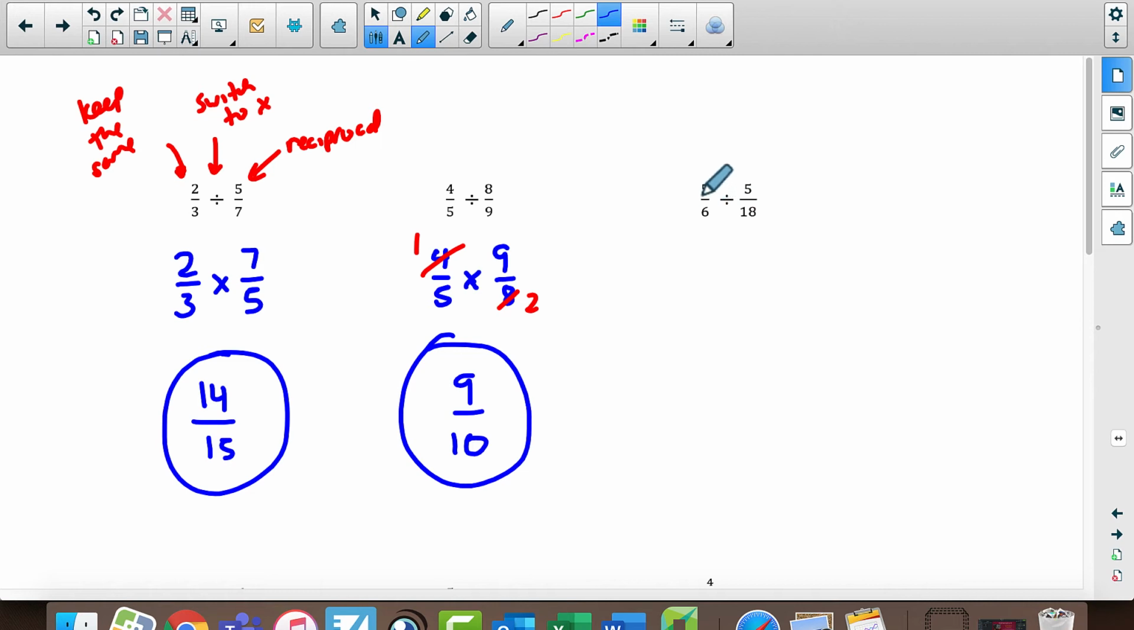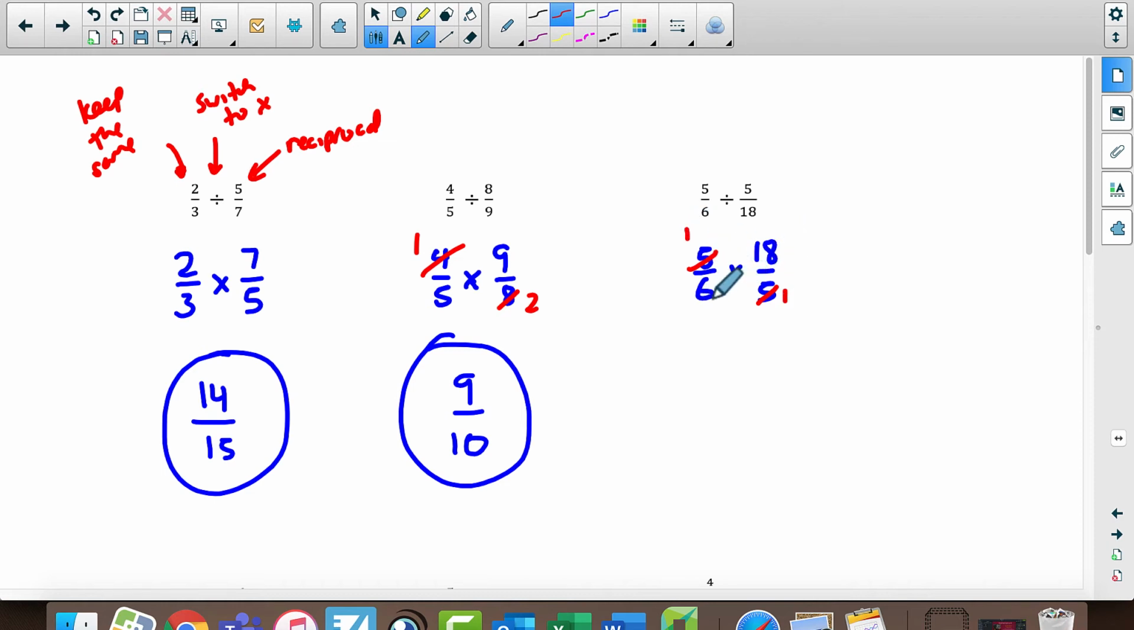Okay, next one. 5 over 6, keep the first one the same. Don't want to divide, we want to multiply. And then we flip the second one, reciprocal, 18 over 5. Okay, we'll look to see if there's ninja slicing. Definitely a lot of ninja slicing. We got the 5 and the 5. Divide them both by 5, you get 1 and 1.